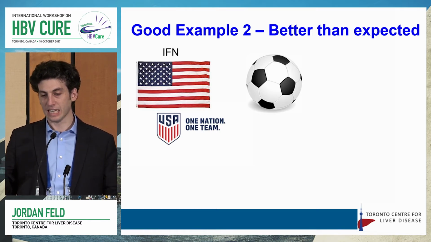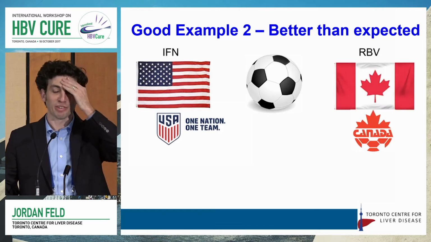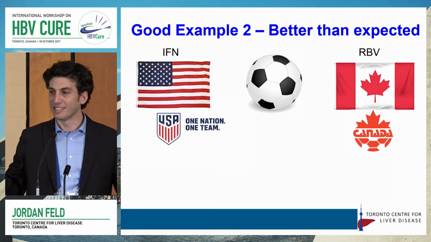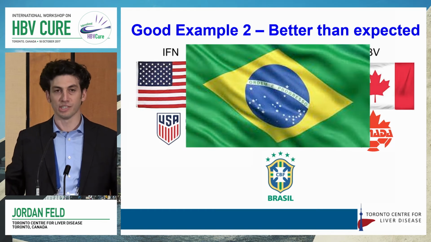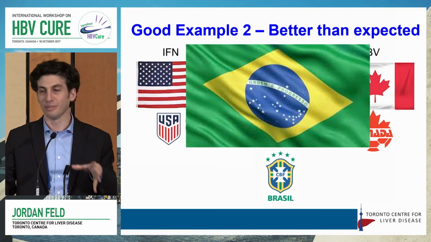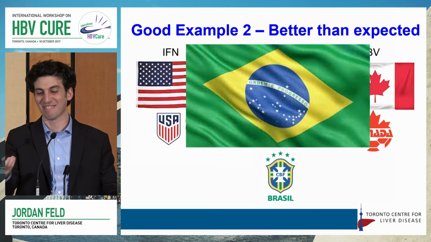And then we'll say that this is sort of like interferon for Hep C, and then you can take a completely useless national team, and this is sort of like ribavirin as monotherapy for Hep C. It really does basically nothing. And then somehow you put these two together and you get Brazil. And why does that work? Now, I will say you didn't get Germany, so it's not that good, but it's still pretty good.